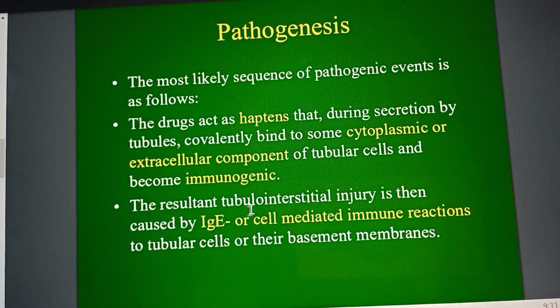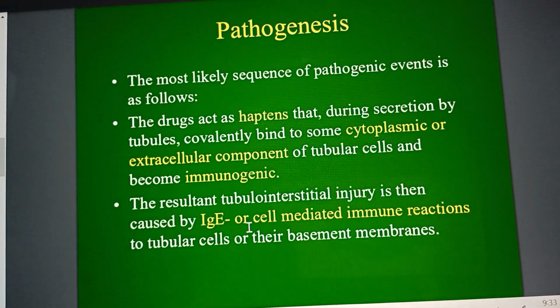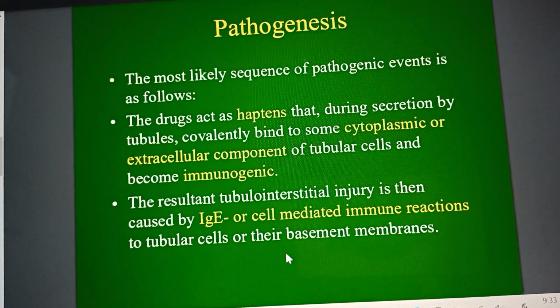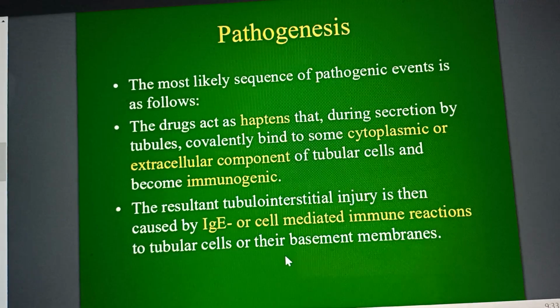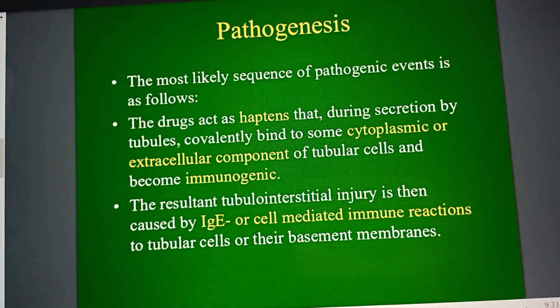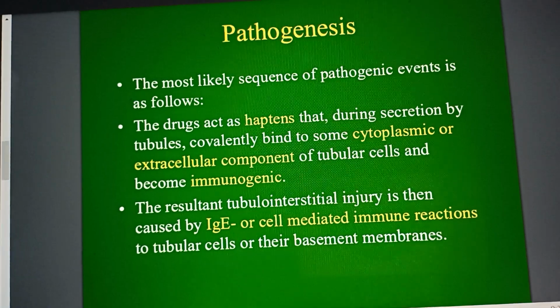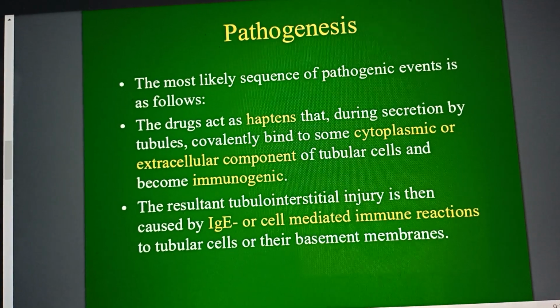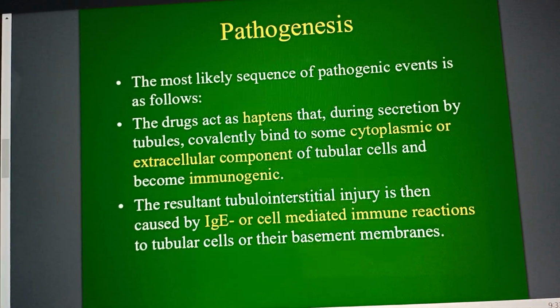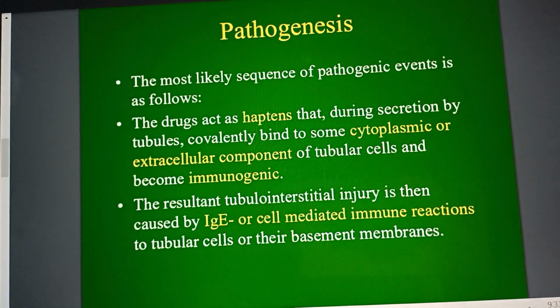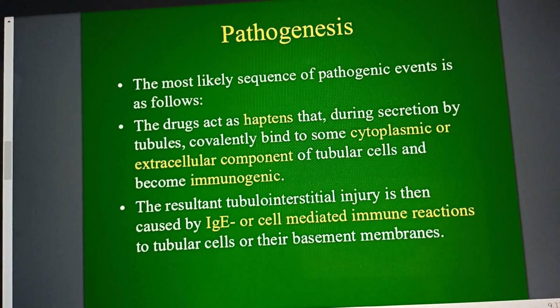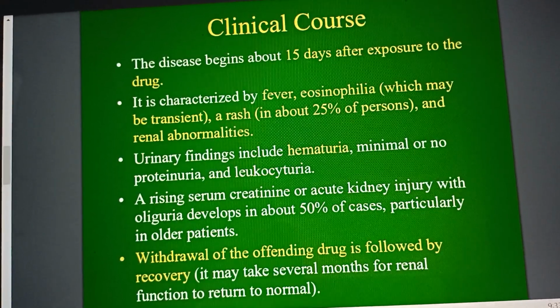So these are the injuries. Because of this injury, the tubular cells or the basement membrane may get damaged. So this is the pathogenesis of drug induced interstitial nephritis, right? So remember, these are always hypersensitivity reactions, type 1 or type 4, and the drug acts as a hapten and causes the antibody antigen reaction to take place.